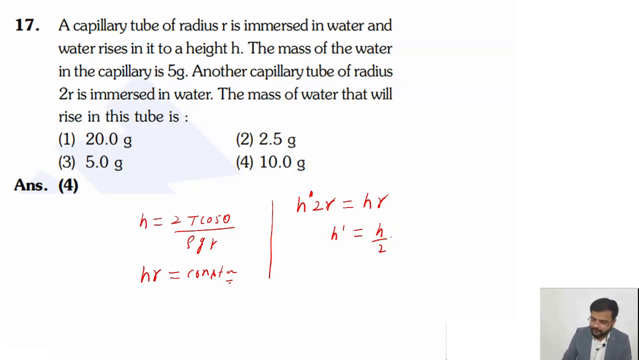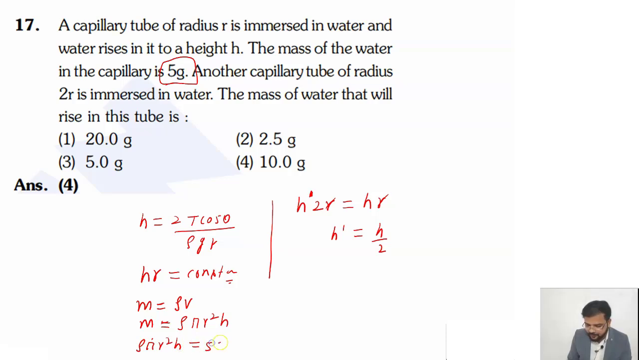And we know that mass equals density into volume. In the first tube, the mass can be written as density into volume, which is rho pi r square h. This is already given in the question: it is 5 gram. So I can write that the value of rho pi r square h is 5 gram.